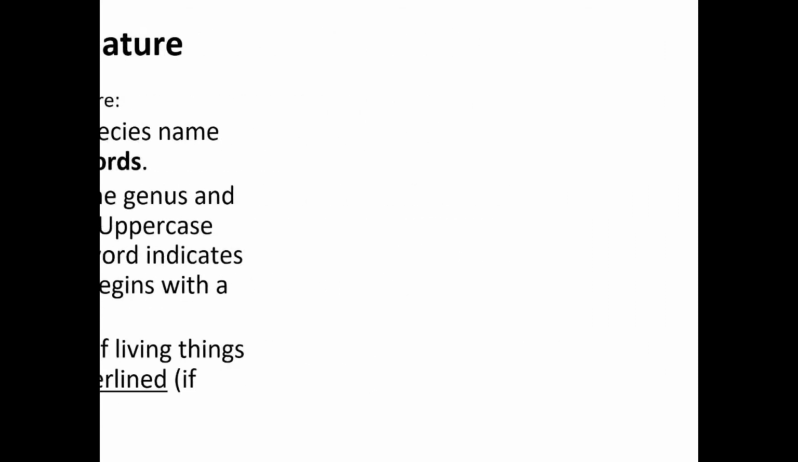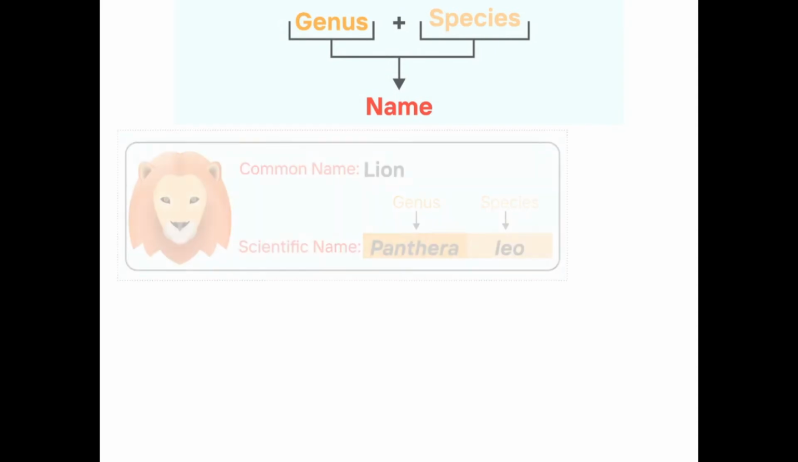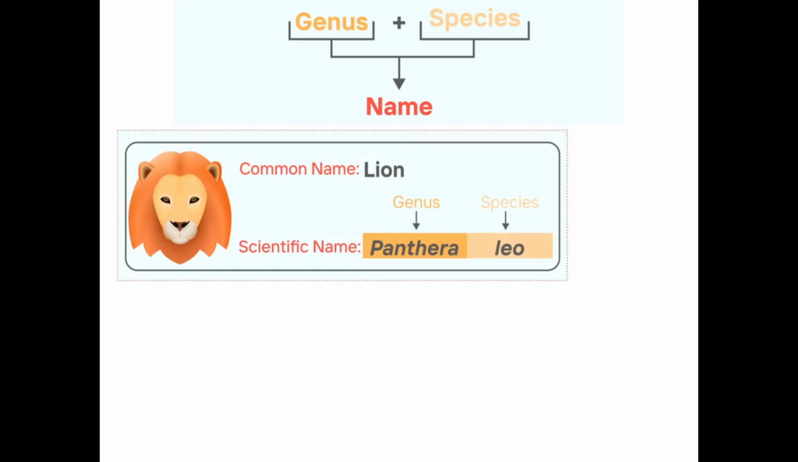As I told you before, binomial nomenclature consists of genus name and followed by species name. For example, common name for this animal is lion. Meanwhile, the scientific name is Panthera leo, where Panthera is the genus and leo is the species. So, name for this animal is Panthera leo.